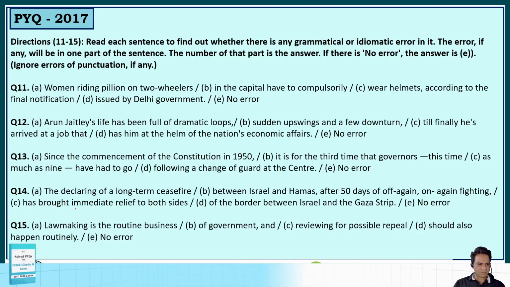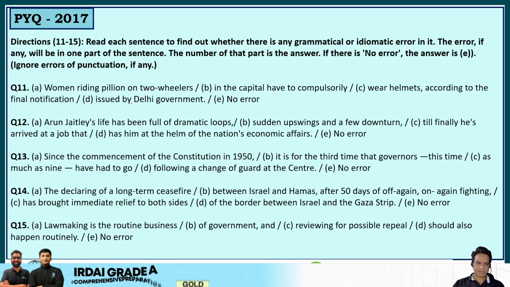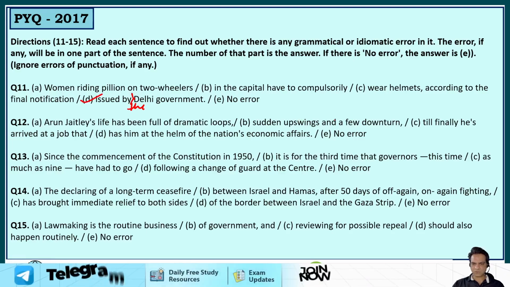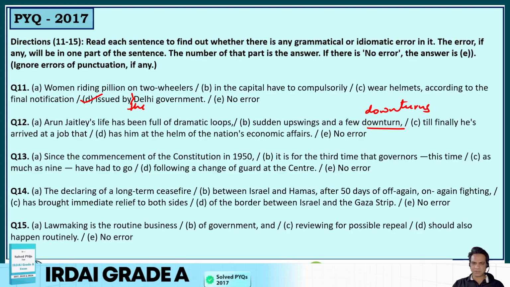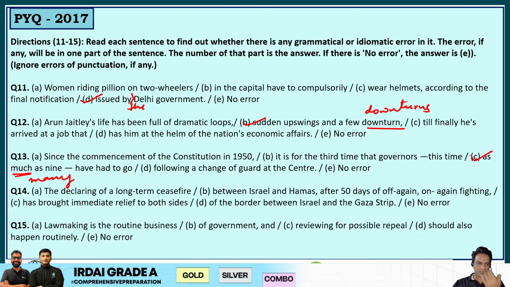I think I've repeated the questions here. So I think we've known the answers to the question. It should be women riding pillion should wear helmets according to the final notification issued by the Delhi government. So it should be by the Delhi government. So it should be a few downturns. So I'm just writing it again. So few downturns, not downturn. Then it is for as many as 9, because we are referring to countable entities. So option C was correct here.